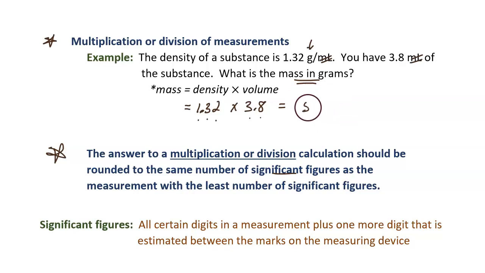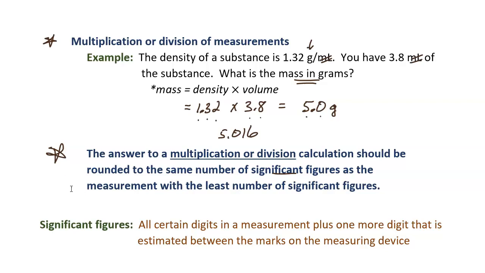The result is 5.0 grams. This number has 1, 2 significant figures. The calculator actually says 5.016, but that number has 4 significant figures, which is too many. If we were to write this value down, that would misrepresent the quality of the measuring devices that were used.